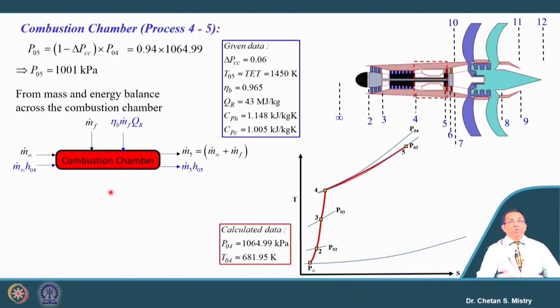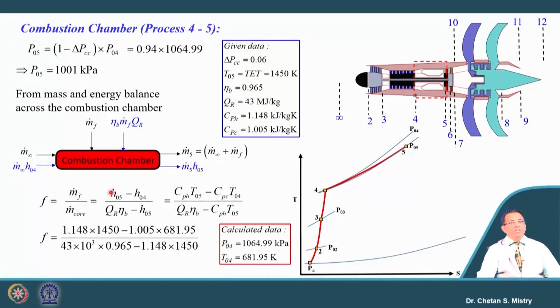Now, in order to raise the temperature as per our expectation, in terms of 40-50 Kelvin, we need to add fuel in the combustion chamber. In order to calculate the amount of fuel we need to add, that is the fuel air ratio, it can be calculated based on the energy balance for the combustion chamber. Here we can write down the equation.